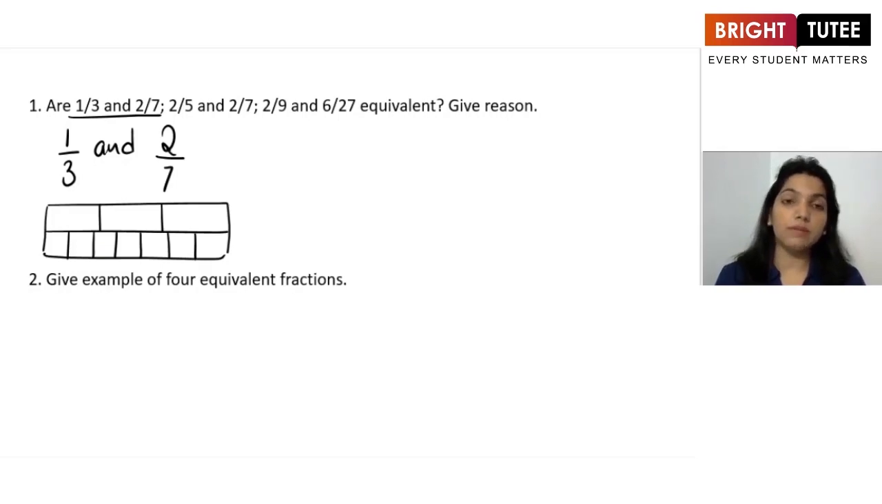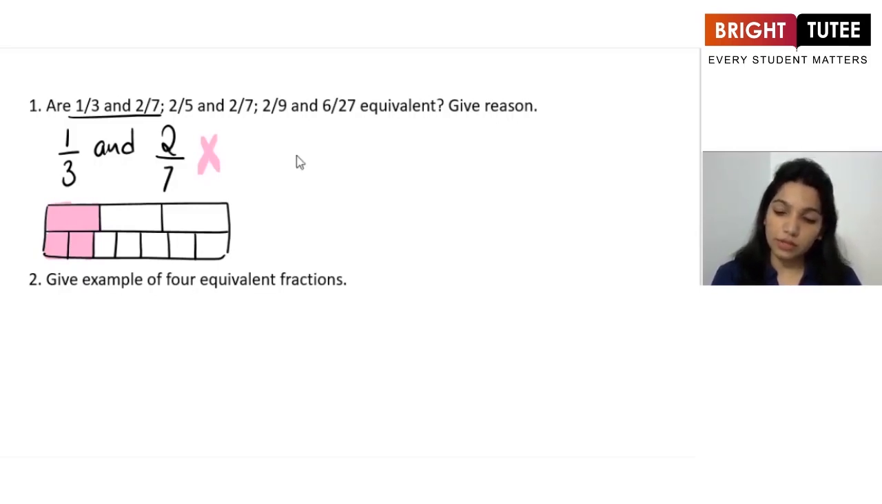Now let me shade one part out of 3. I have shaded one part out of 3. In the second one, I need to shade 2 parts out of 7, so I'll shade 2 parts out of 7. Do you see there is a small difference between the two? If you draw an accurate image, you will clearly see that 1 over 3 and 2 over 7 are obviously not equal to each other. Clearly, these two are not equivalent.